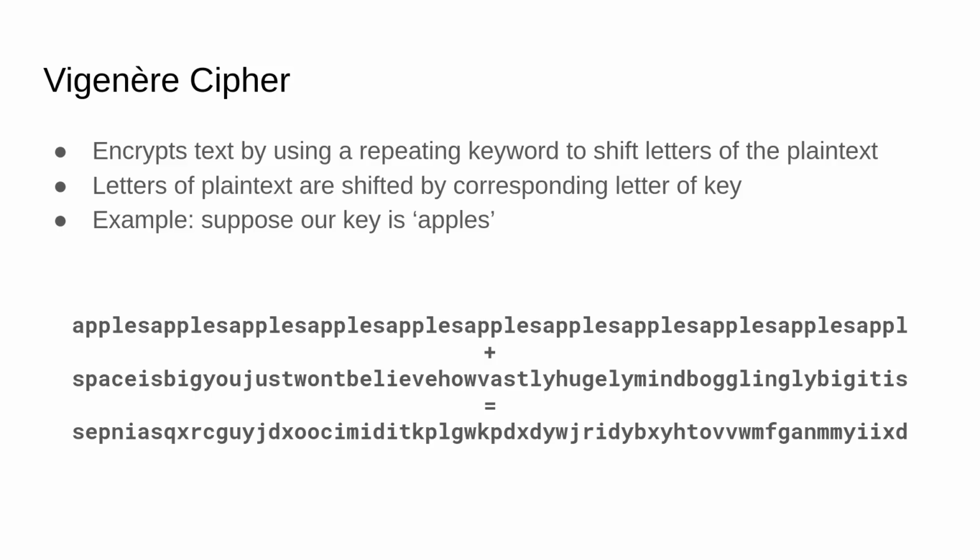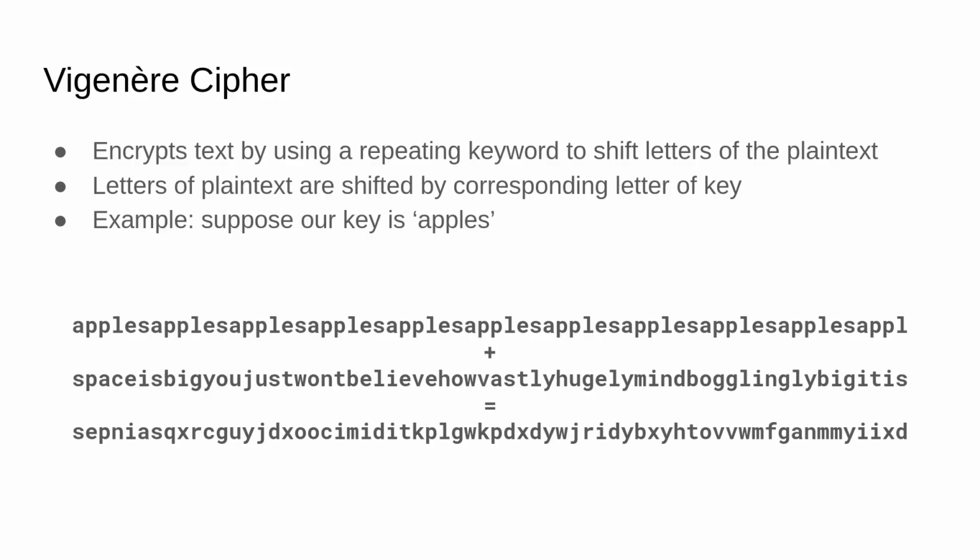So basically, this is how it works. We first choose a key, which in this example will be apples. Because the plaintext message will pretty much be longer than the key, we repeat that key over and over again until it matches the length of the message. So we write apples, apples, apples all the way to the end. Next, we align this repeated key with the plain text message.